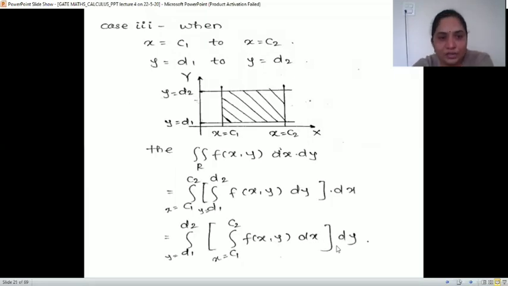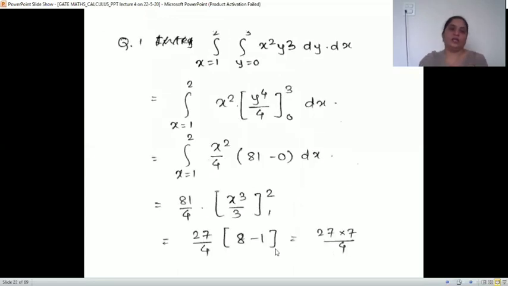Case 3, when x limits are also constant and y limits are also constant. So x is c1, this is the line, x is c2, y is d1, y is d2, right? This is the region bounded by. So either we can take limits of x first and limits of y later, as there are no variable limits. It is your choice what to take first and what second. If you take limits of y inside, then with respect to y first and x later. Or if we take x inside, then with respect to x first and with respect to y later.